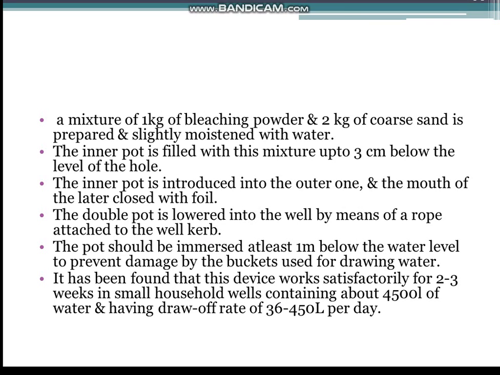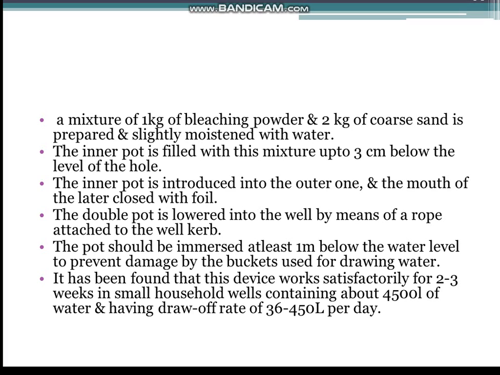A mixture of 1 kg of bleaching powder and 2 kg of coarse sand is prepared and slightly moistened with water. The inner pot is filled with this mixture up to 3 cm below the level of the hole. The inner pot is introduced into the outer one, and the mouth of the latter closed with polyethylene foil. The use of two pots makes it possible to have larger holes without the risk of over-chlorination. The double pot is lowered into the well by means of a rope attached to the well curb.